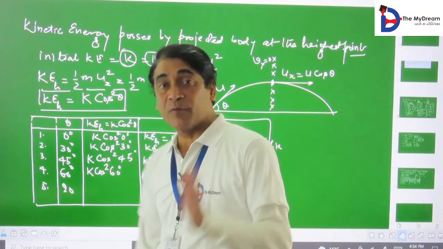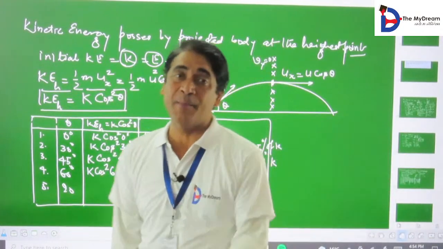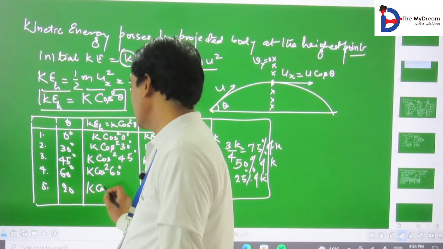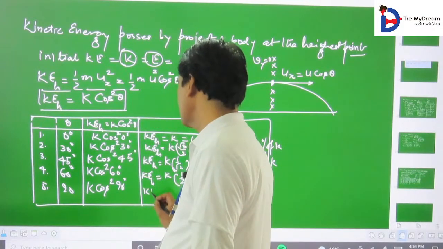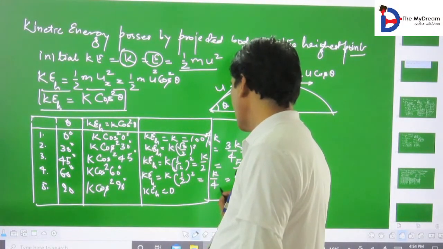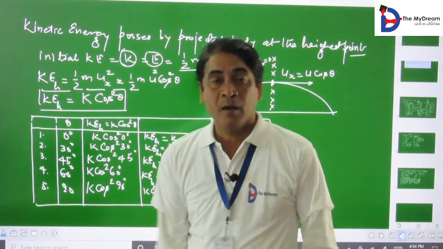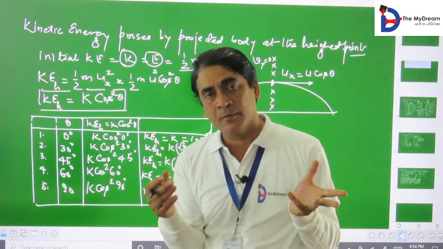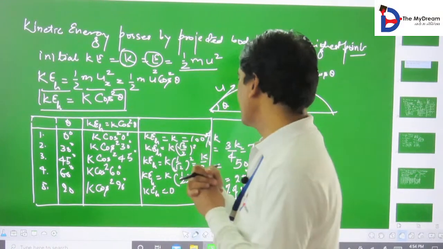When an object is thrown vertically upward, it means the angle of projection is 90 degree. So K cos square 90, cos 90 will become 0. So it will become 0% of K. It means if an object is thrown vertically upward, it takes an angle of 90 degree, then what will happen? Potential energy will become 100%.